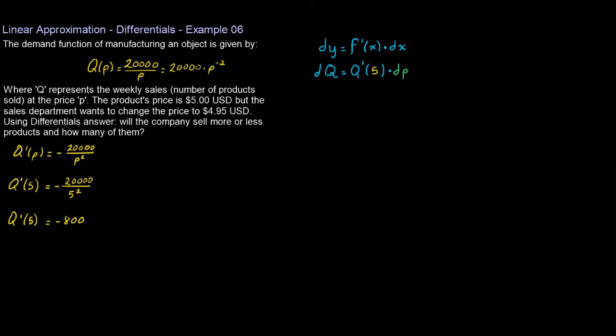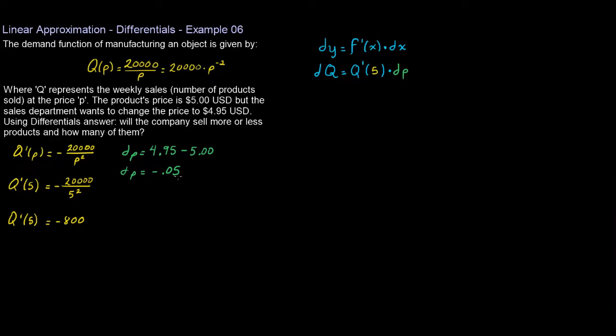Now let's work with the differential of price. That's pretty easy. The differential of price is the final price, which in this case is 4.95, minus the initial price, which is $5. So the differential of price would be negative 0.05. We are lowering the price, and we got a negative differential, which makes sense.